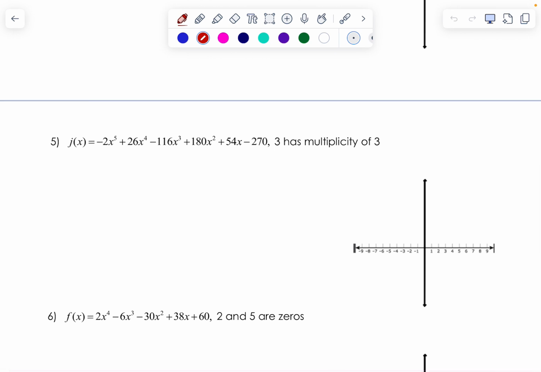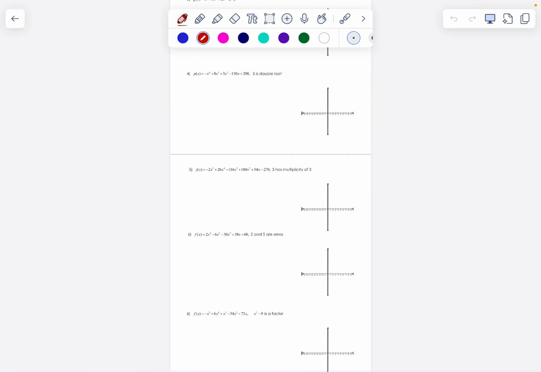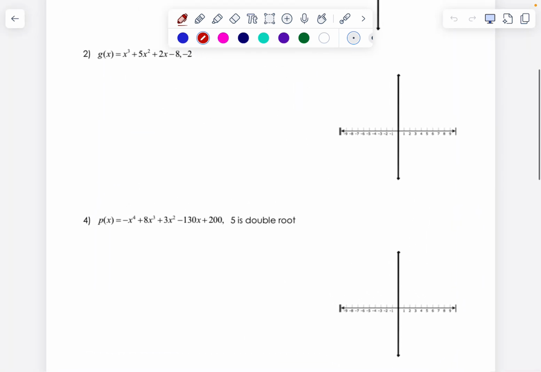Look at number 5. It starts as a 5th degree. That's a nasty looking polynomial right there. Right? But we're told that 3 has a multiplicity of 3, so what are you going to do to break it from 5th to squared? Synthetic divide by 3 times in a row. Okay? And remember, don't start over. Just use that bottom line again and again. Okay? So do you want to do one of these real quick together?